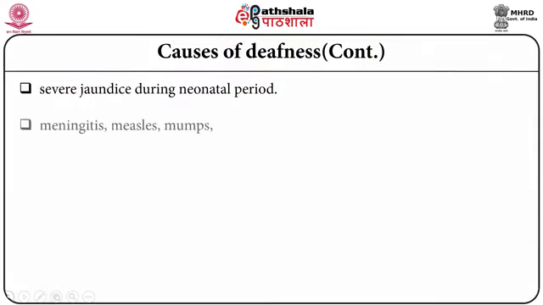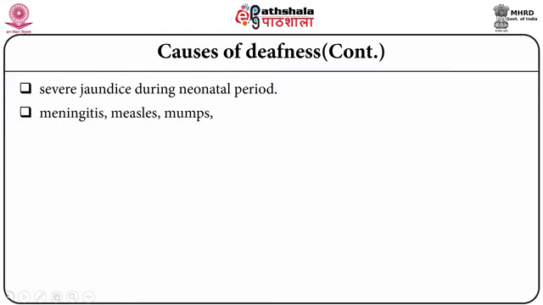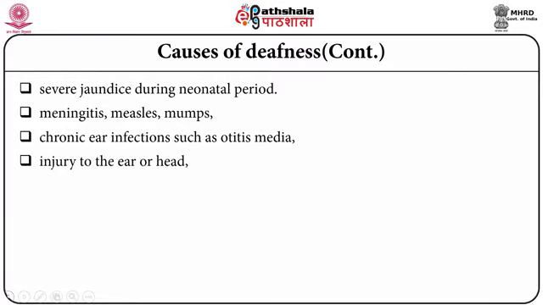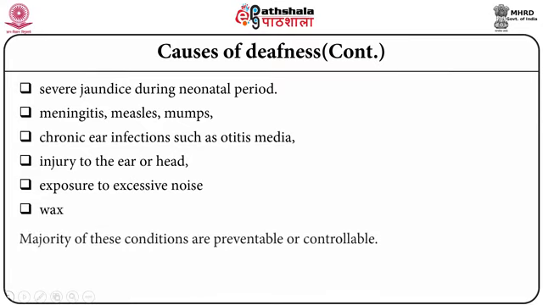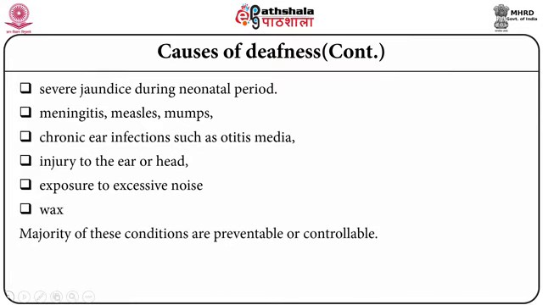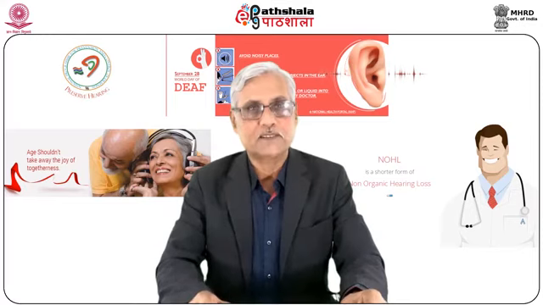Neonatal period is the period of the first 4 weeks of life, and severe jaundice during this phase may result in deafness. Meningitis, measles, and mumps. Chronic ear infections such as otitis media, quite common in our country, and if it is not taken care of at an early stage, it will lead to deafness. Injury to the ear or head, exposure to excessive noise on a continuous basis for a prolonged period may lead to deafness. Prolonged presence of wax may also contribute to this process.